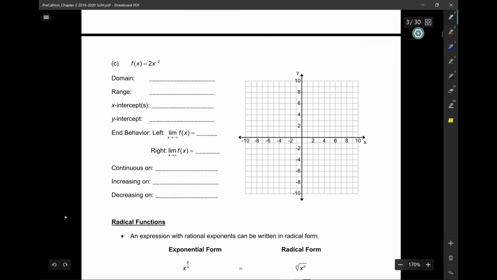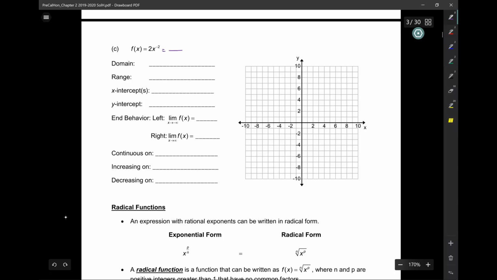Okay, take a look at this one. Here I have 2x to the negative 2, all right? What we're going to do here, we're going to write this as 2 over x squared. The 2 stays on top because it's got a positive exponent. 2 over x squared. Now, before we think about graphing, I think we can do some of this, right?